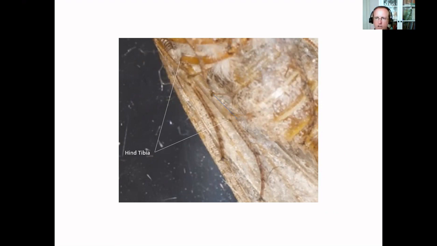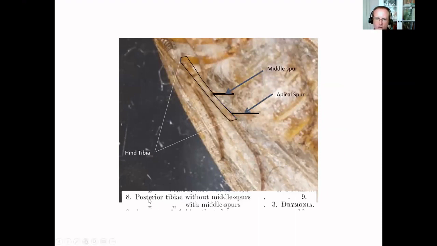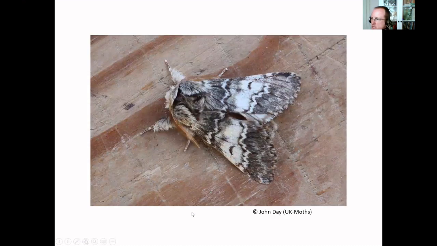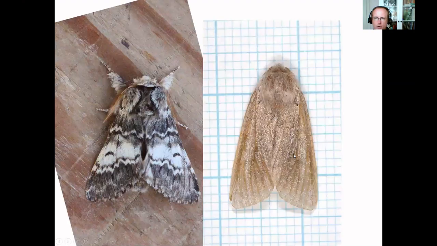Drimonia, which is either marbled brown or lunar marbled brown. Oh, there you go. That's picking out the spurs. So the couplet was posterior tibia without a middle spur, or with middle spur. Well, it's got a middle spur, so that gives you Drimonia. So we think we have a lunar marbled brown.